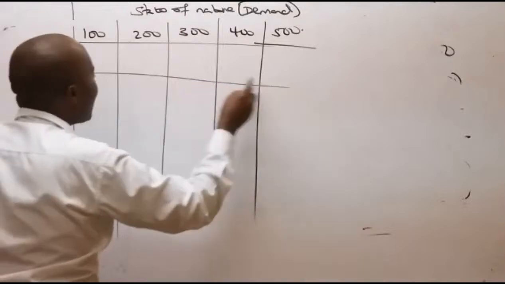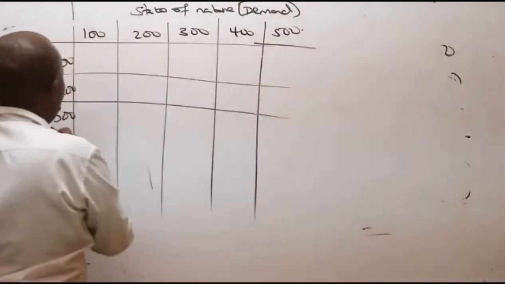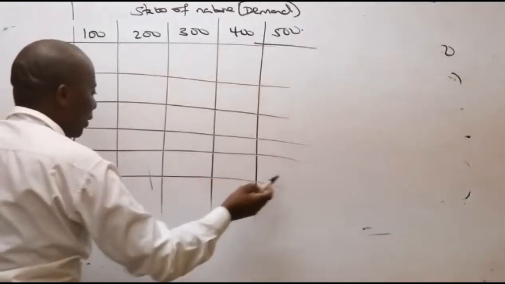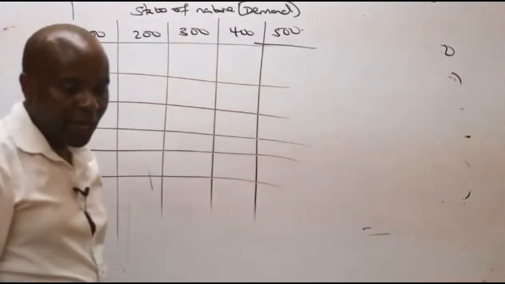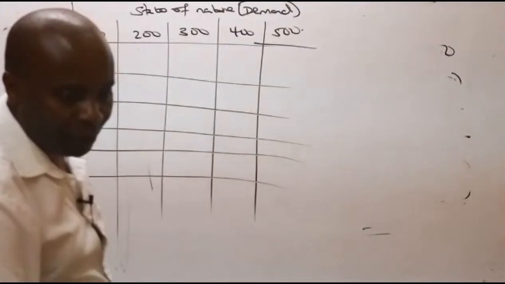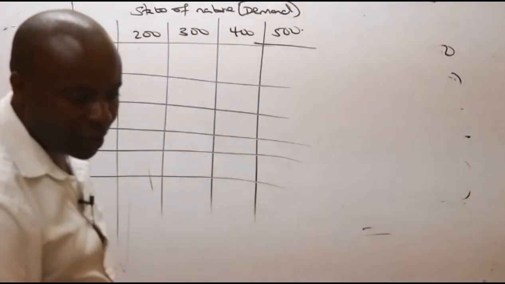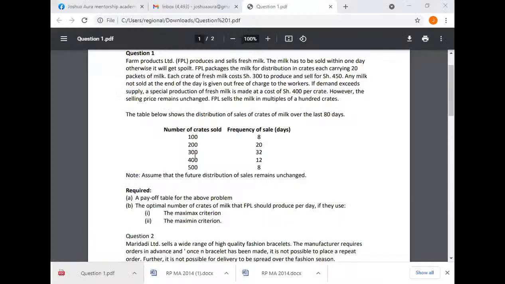Where did I get this 100, 200, 300, 400, all the way up to 500? Where I got them from, ladies and gentlemen, is here. In this particular question that you happen to be having on your WhatsApp, they have told us the number of crates sold. You can see from 100 to 500, right? These are the ones that I've worked around to get the supply and the demand. So we can now read here.